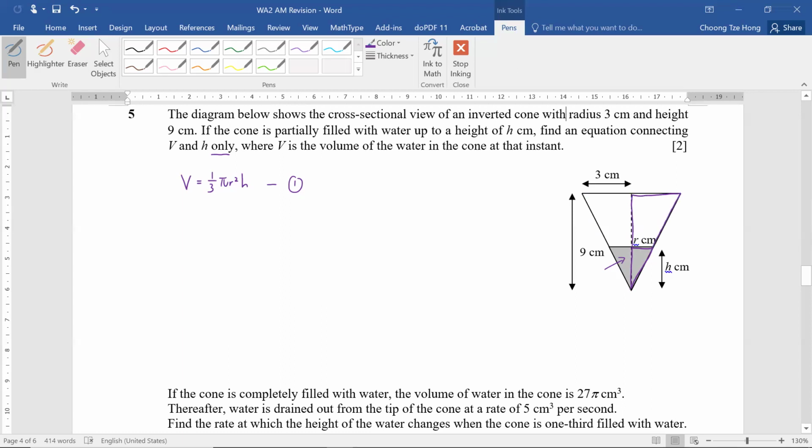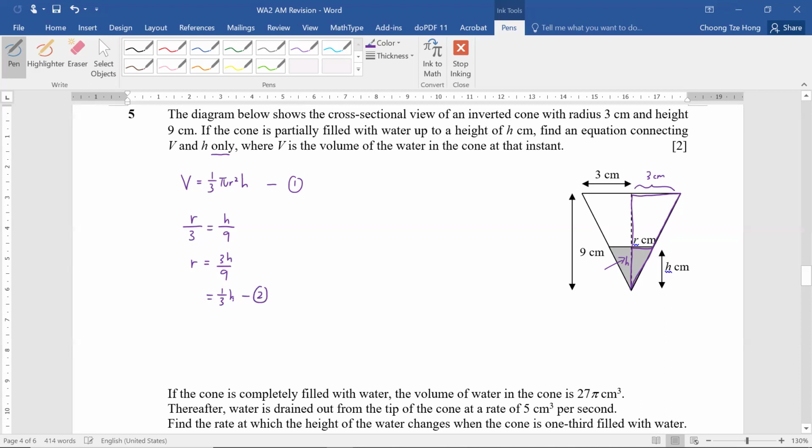So R will correspond to this side. The ratio of corresponding sides are equal. So the side R corresponds to this side, which is actually also 3 cm. So what we can get is R over 3 equals, now the height here is H, the height of the water inside the cone, equals H over 9, the full height of the cone. So R over 3 equals H over 9. Then if we multiply by 3 on both sides, we get 3H over 9, and then we get 1/3 H.